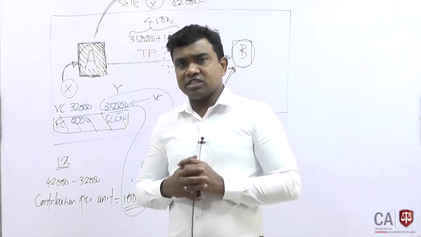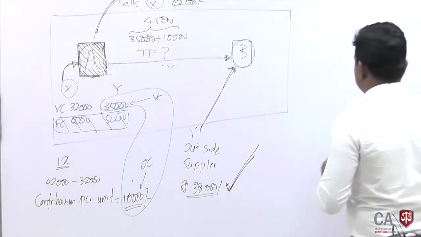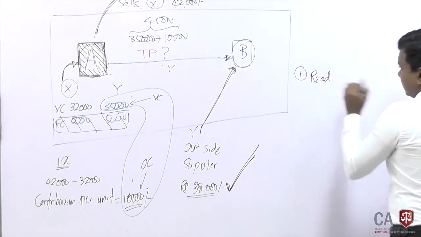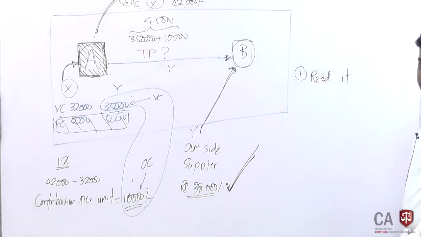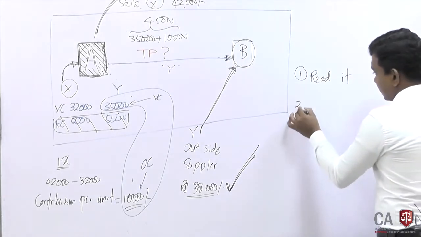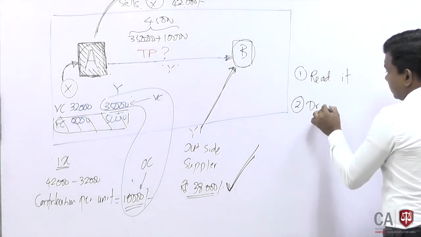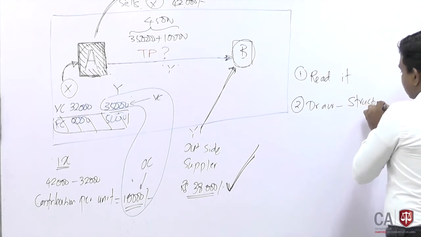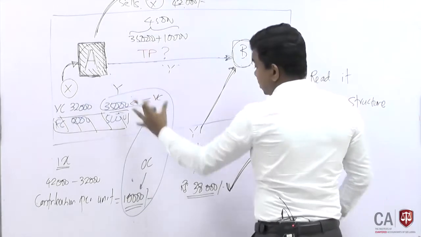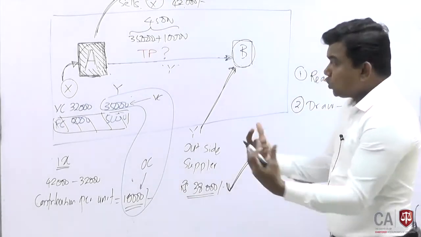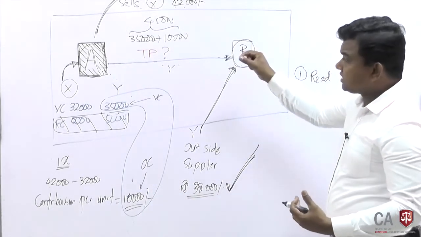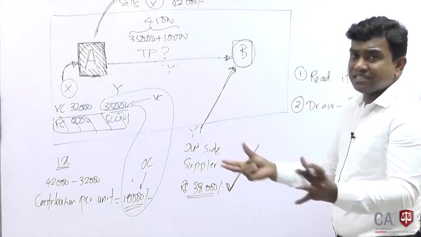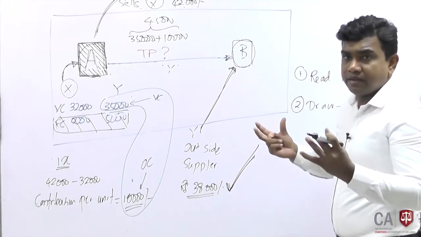Once you receive a transfer pricing question, number one, read the question carefully. Then you need to draw the structure. What is the structure? You need to take those paragraphs into a rich picture. This is the rich picture. This picture will give you a clear understanding of what is currently happening.